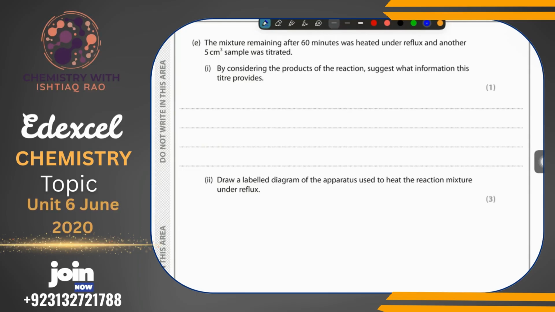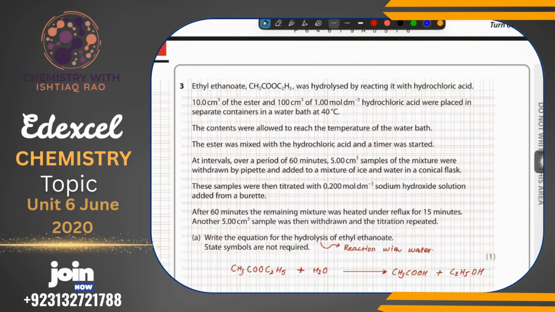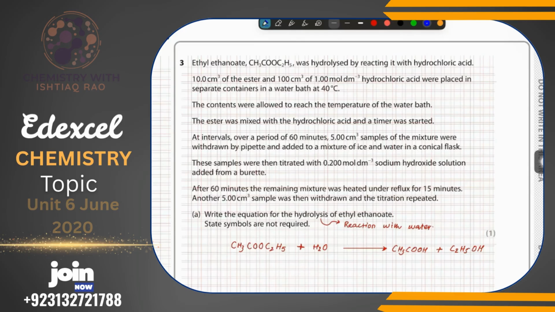The mixture remaining after 60 minutes is heated under reflux, and another 5 cm cube sample is titrated after 60 minutes. By considering the products of the reaction, suggest what information this titre provides. Initially we have an ester, which is going to be hydrolyzed. By the end of this reaction, all the ester will be hydrolyzed, and it's going to produce a carboxylic acid and an alcohol. That's why we are titrating the carboxylic acid.